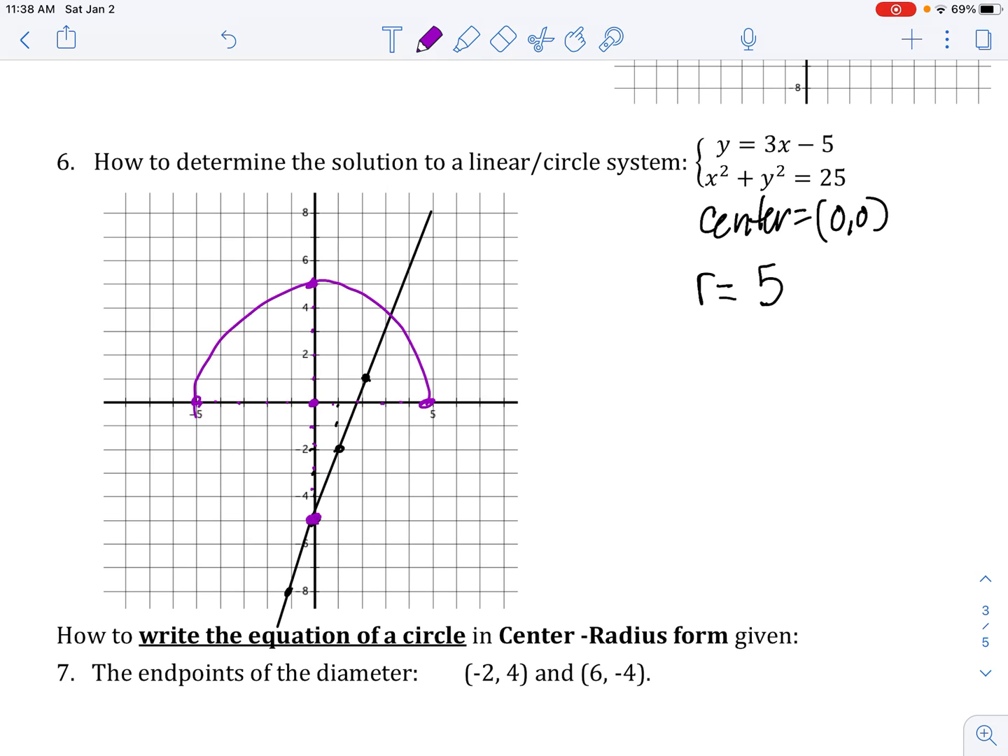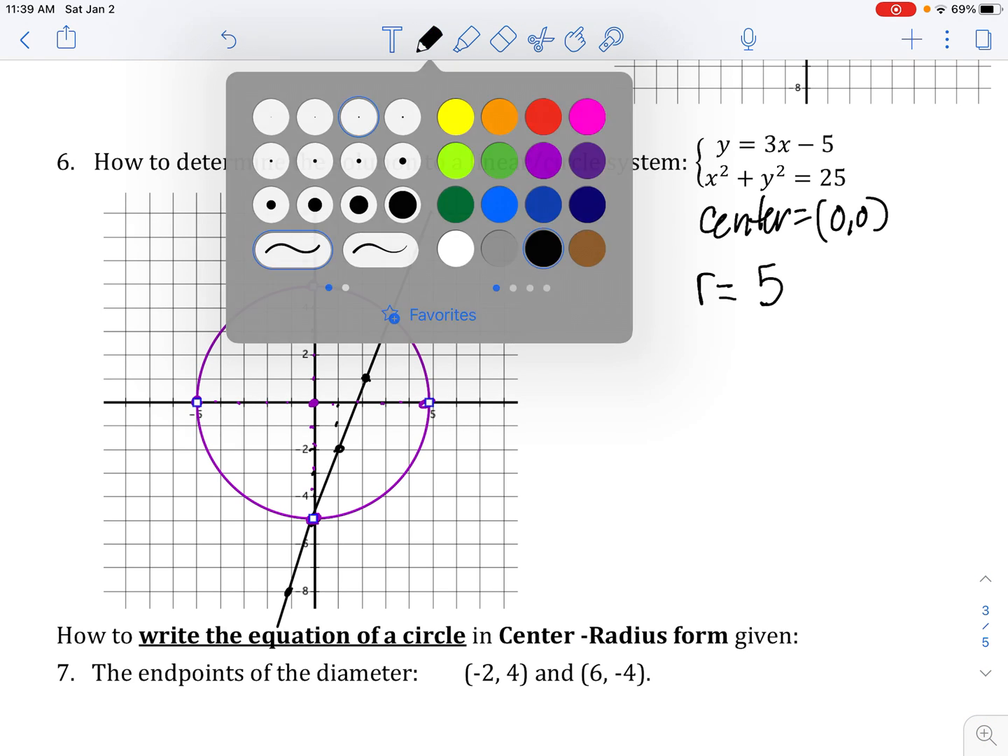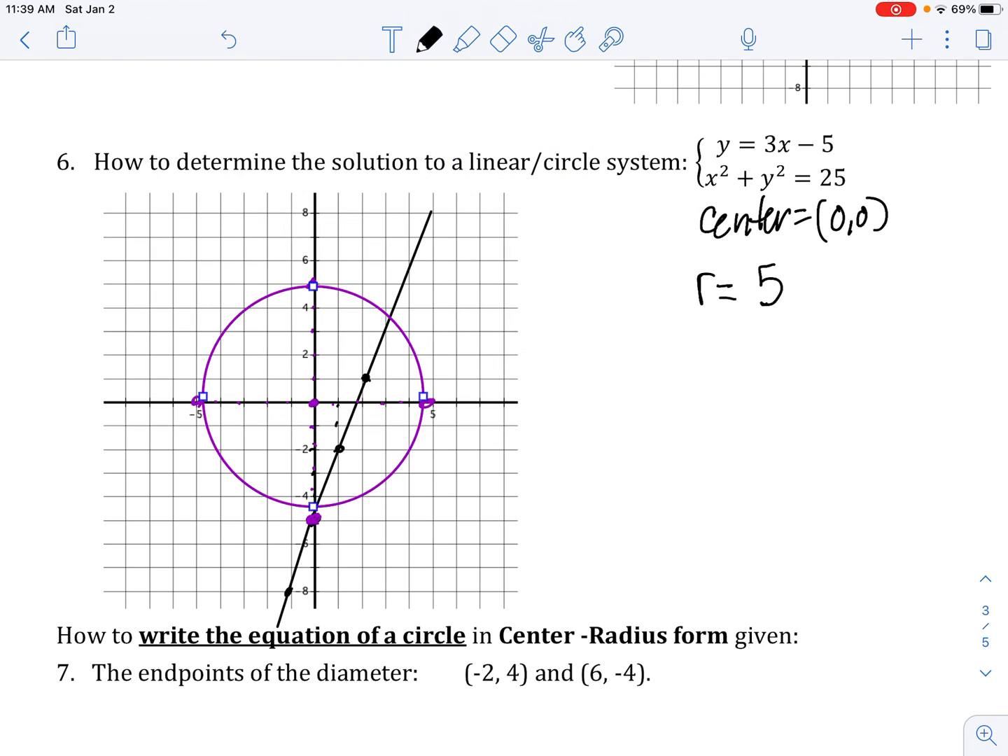So now let's see if we can get a nice circle from Notability. There we go. All right, we see one of our solutions is right here at, whoa, no, come back.